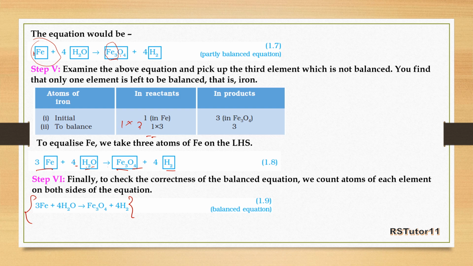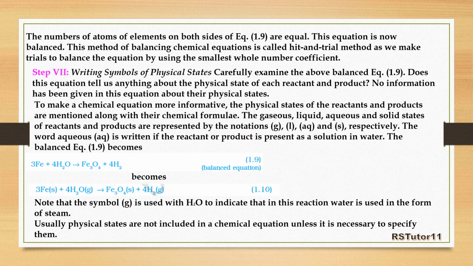Finally, to check the correctness of the balanced equation, we count atoms of each element on both the sides. See now, 3 Fe, 3 Fe, 4 H2O, 4 H2, O4, O4. Yes, this is the balanced equation. The number of atoms of elements on both the sides in equation 1.9 are equal. This equation is now balanced. This method of balancing equation is called hit and trial method, as we make trials to balance the equation by using the smallest whole number coefficient.